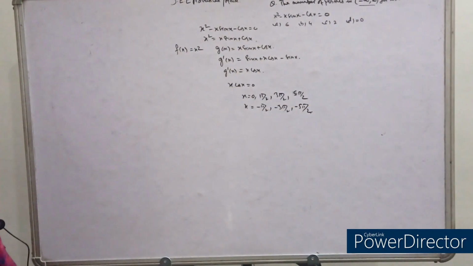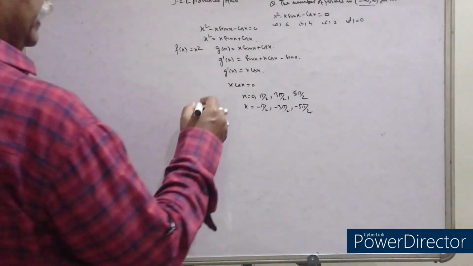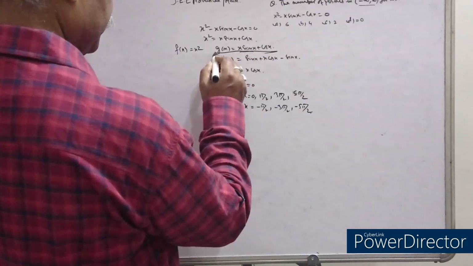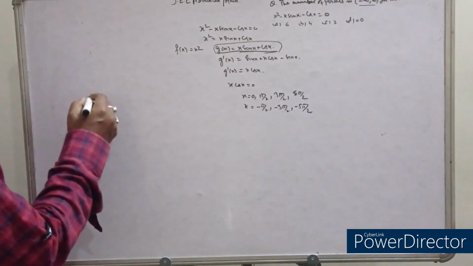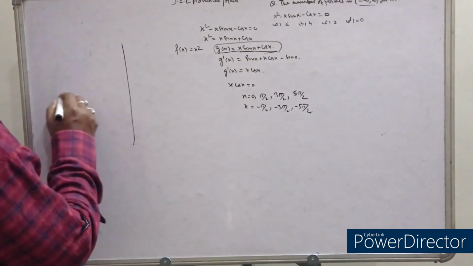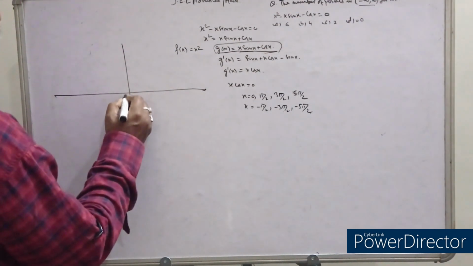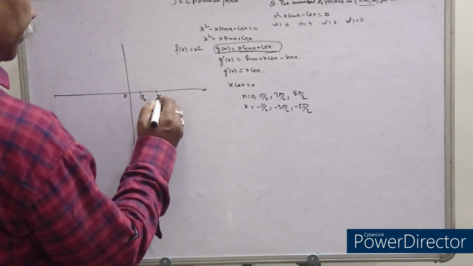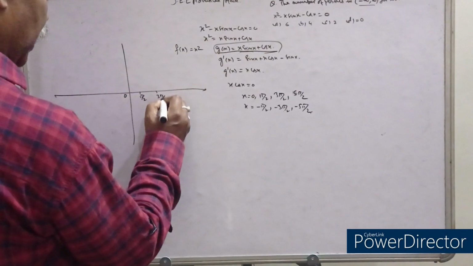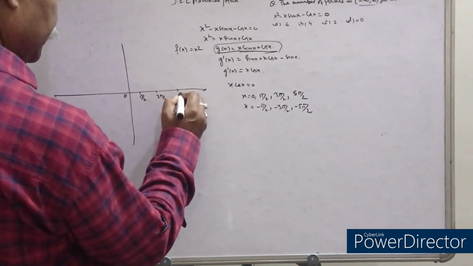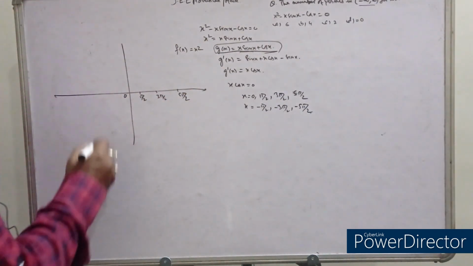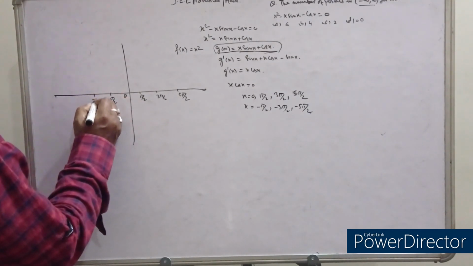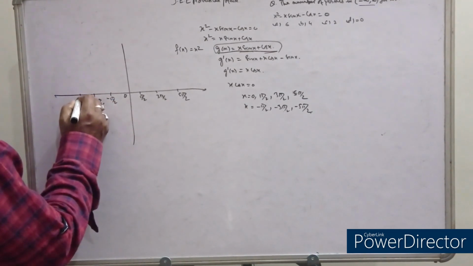Now, we have to draw the graph for this function. I'm going to draw this graph. So here the graph will be somewhat like this. See here, this is 0, then pi by 2, then 3 pi by 2, after that 5 pi by 2. Similarly here this will be minus pi by 2, minus 3 pi by 2, and then minus 5 pi by 2.